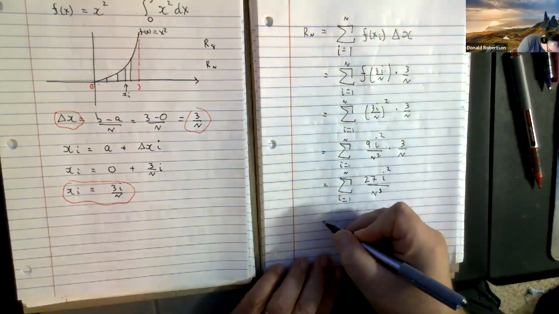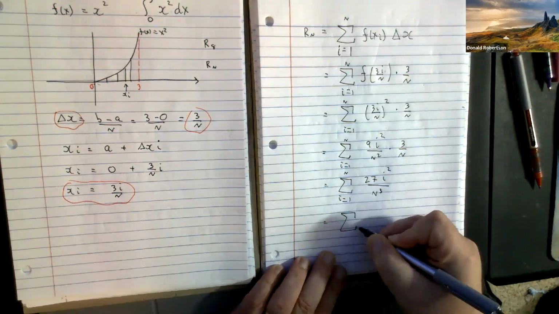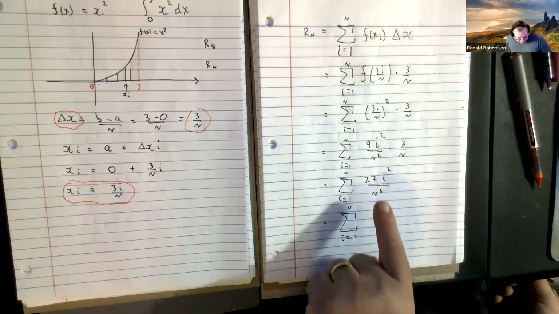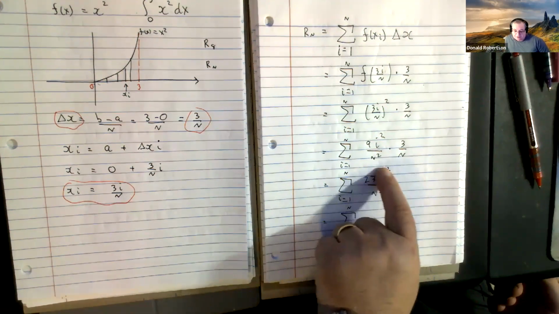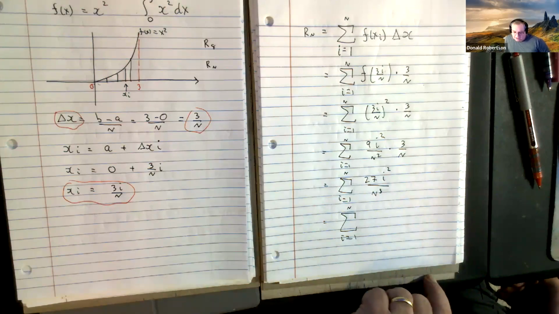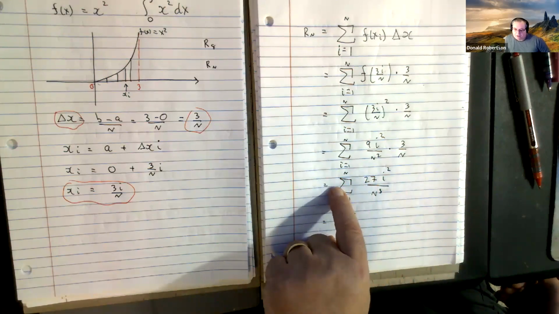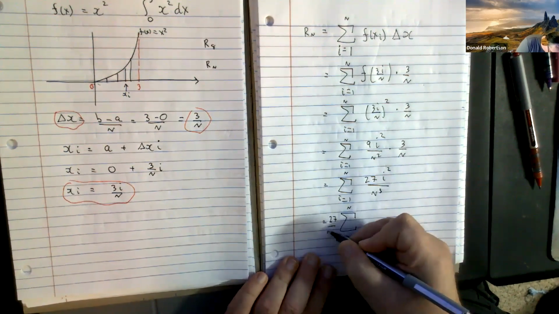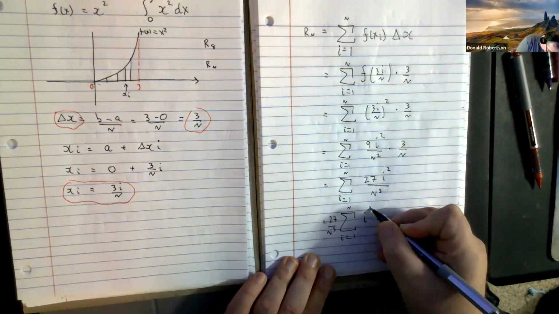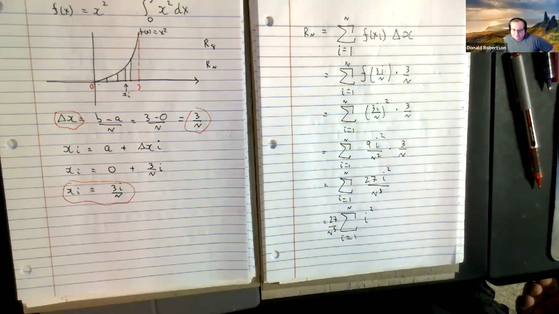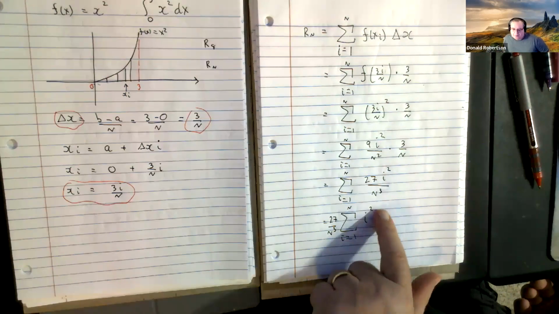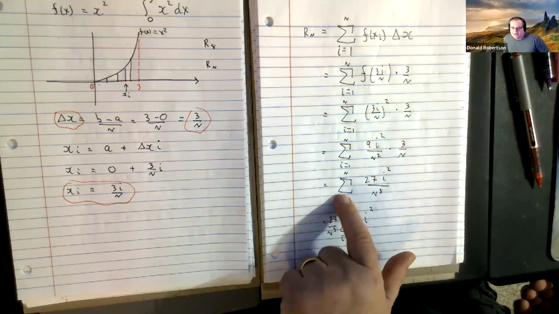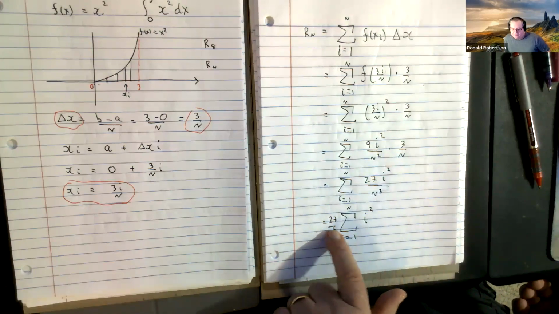Now the next piece I'm going to do is allowed when you have sigmas. And what that says is that anything that's inside here, if it doesn't have an i in it, you can remove it and bring it outside. So I can do 27 over n cubed times the sum of i squared. And basically all I'm saying is add up all these i squareds and multiply it by that. It is the same thing as adding up all of these guys anyway, but this is easier to do.